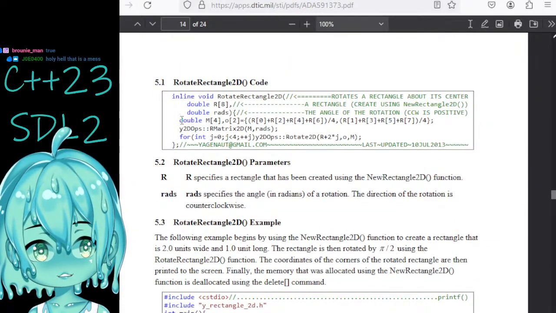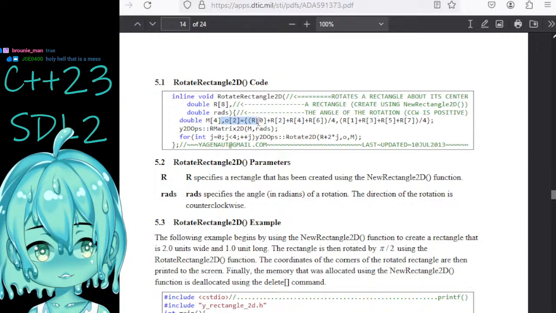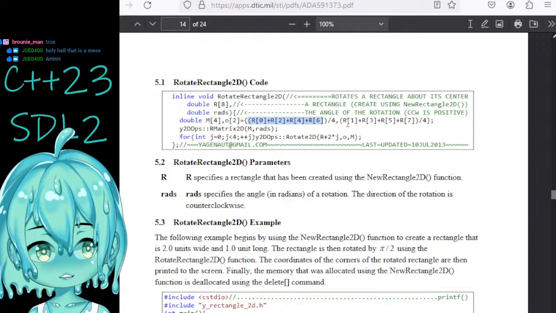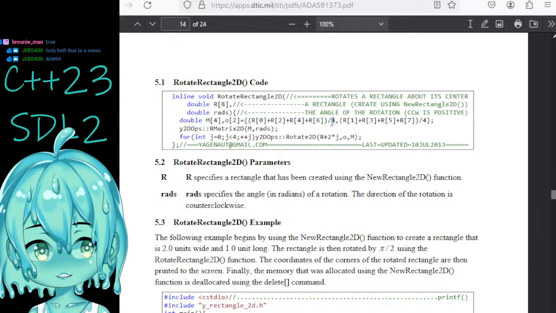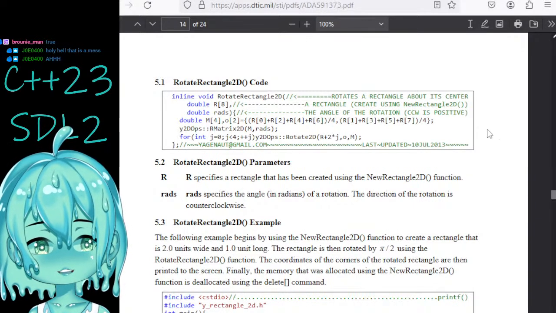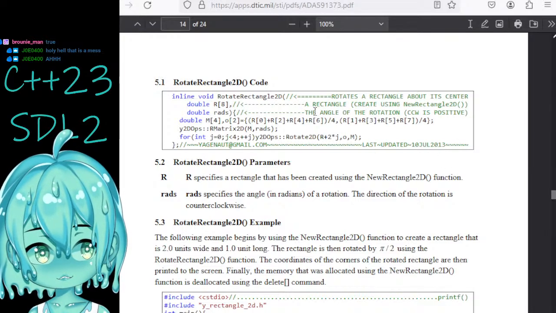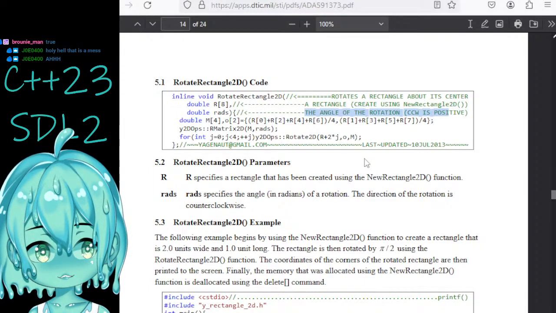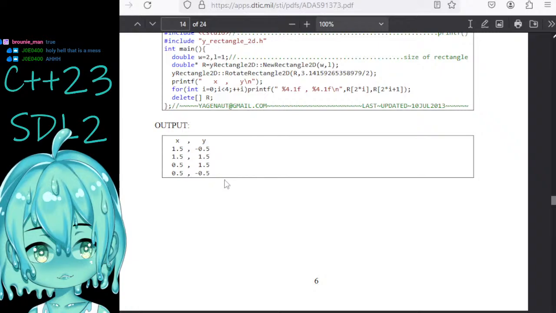It looks like double M4 O2 is equal to R0 plus R2 plus R4 plus R6, which is the first rectangle, divided by 4. See? You're rotating around an angle. Oh, you can rotate through this. What the fuck?